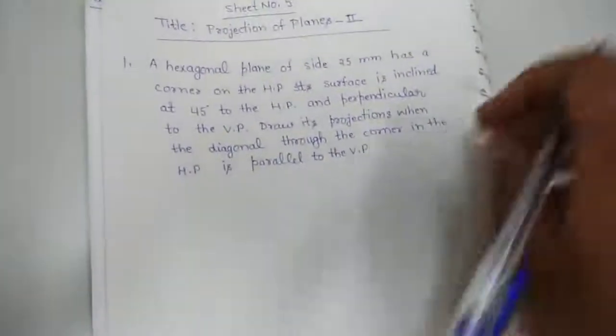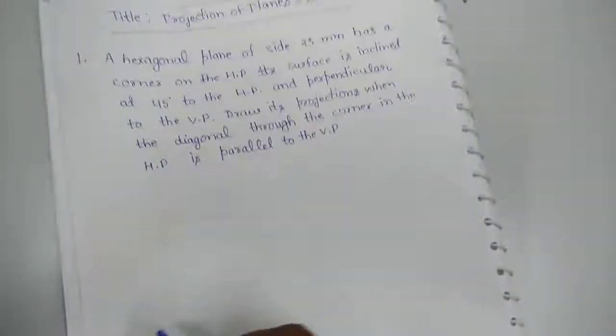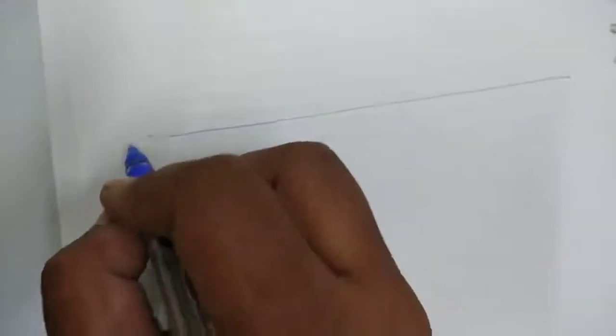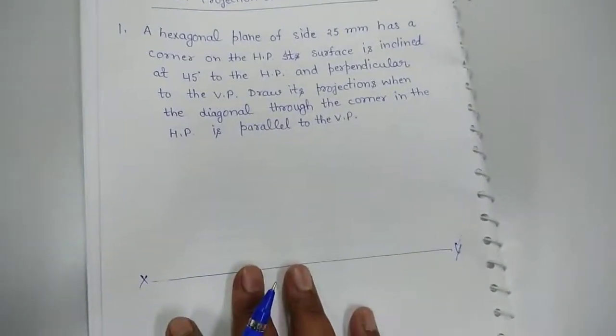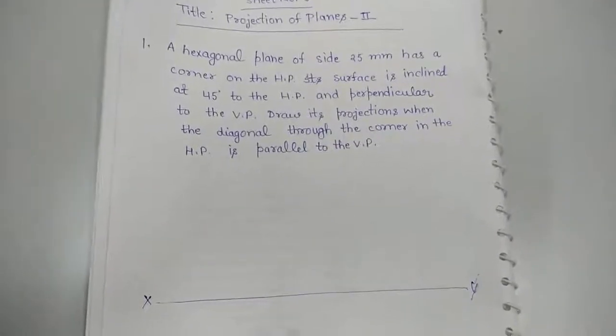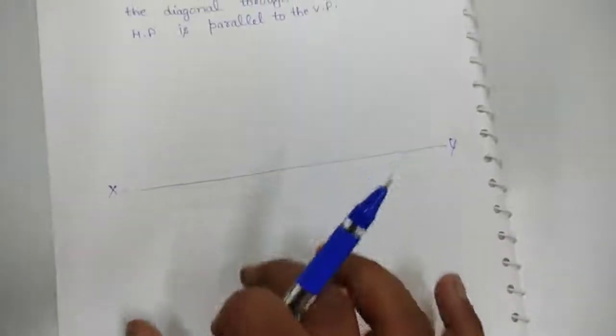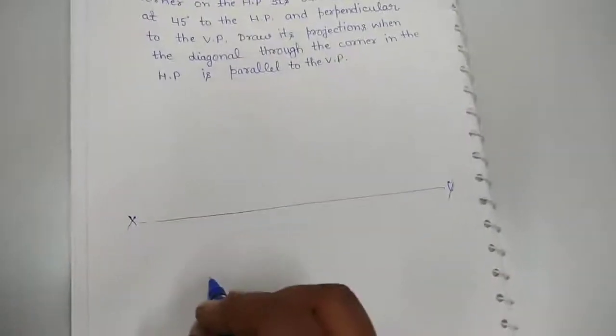The easiest way to do these questions is to make an XY line. This XY line will differentiate between top view and front view. So what we are going to do, we are making a hexagonal plane with a corner on the HP. A hexagonal plane with corner on HP will look like this. It is of 25 mm.